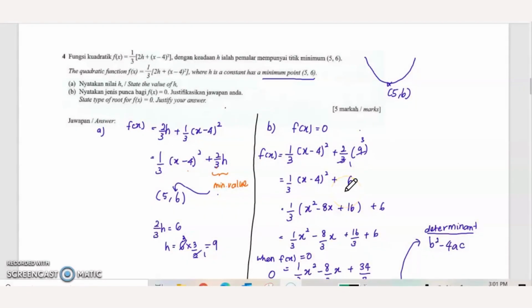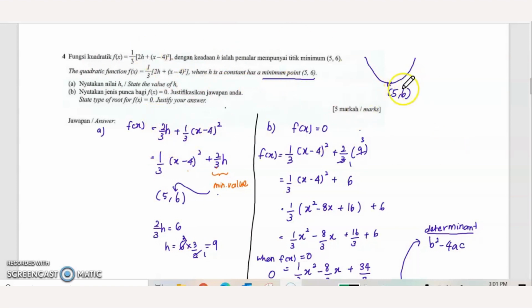Okay, so we go to question number four. The quadratic function f(x) equal to 1 over 3, 2h plus (x minus 4) squared, where h is a constant that has a minimum 6. Let's take the value of h. So the value of h is here. So how to calculate the value of h?